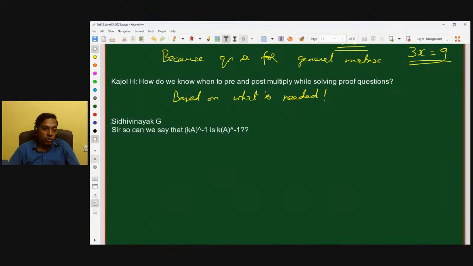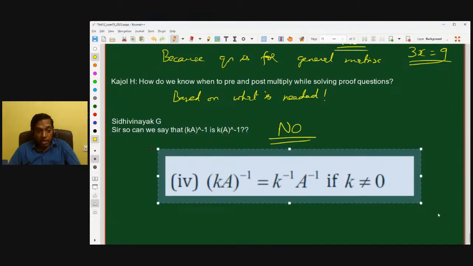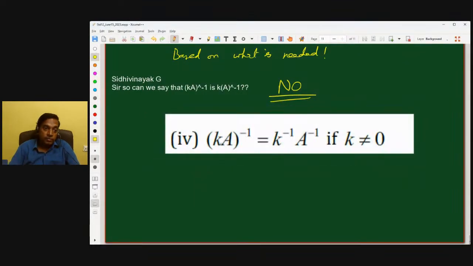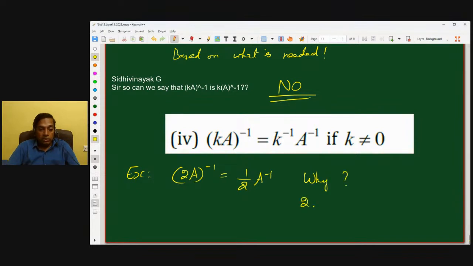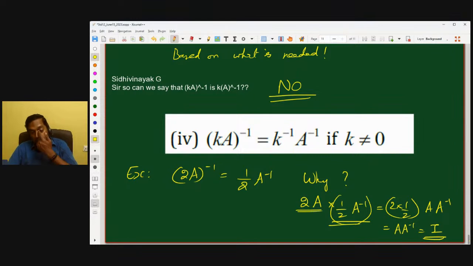Can we say Ka the whole inverse is K times A inverse? No, no, no, no. In fact, that statement has been given as number 4 in properties of inverse. It's K inverse, A inverse. Ka the whole inverse. Example, 2a the whole inverse is half A inverse. Why? 2a times half A inverse is 2 into half times A inverse, which is A inverse, which is I. Therefore, this is the inverse of 2a. This is how you'll have to prove.